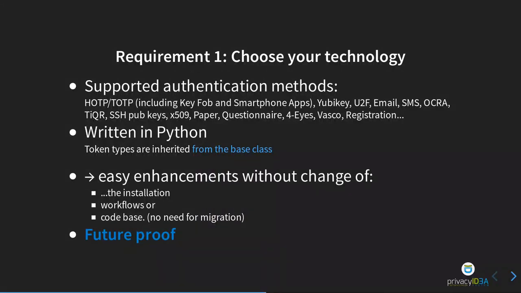So, I had this list of requirements, and I just want to check now how the requirements are met here. So I said we should be able to choose our technology, and this is great because privacyIDEA is written in Python, and it implements token types as a base class, and many different token types are inherited from this base class.